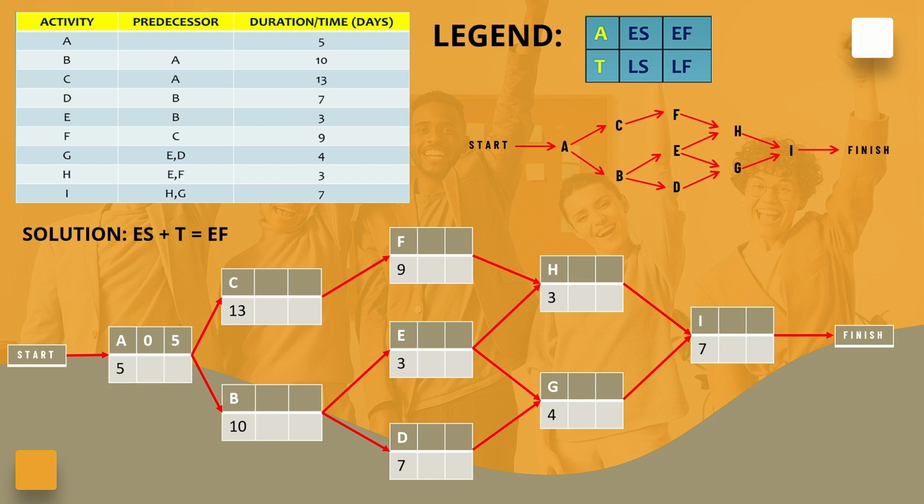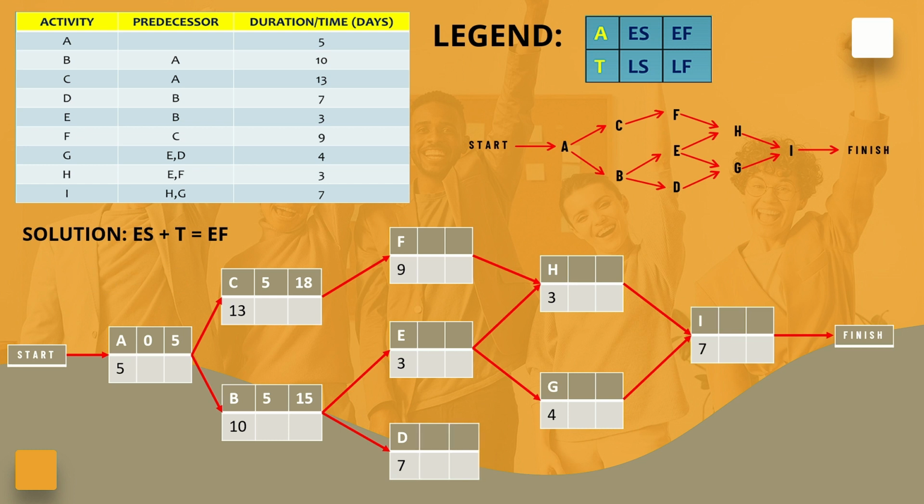Activity B cannot start until activity A has been completed. Since the earliest finish time of activity A is 5, the earliest start time of activity B will be 5. With a duration of 10 days, we calculate the finish time of activity B as 5 plus 10, which gives us 15. Activity C also depends on activity A being completed before it can start. Given that the earliest finish time of activity A is 5, activity C can start at 5. With a duration of 13 days, we calculate the earliest finish time of activity C as 5 plus 13, which gives us 18.